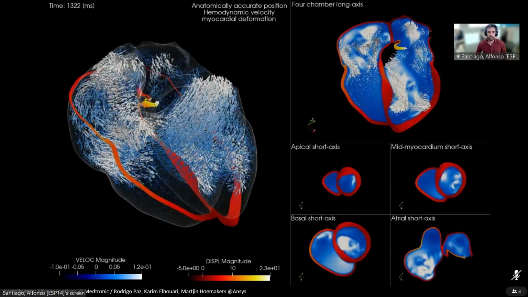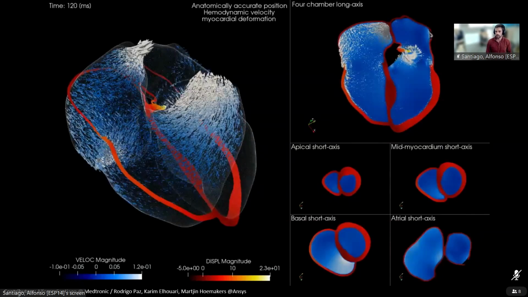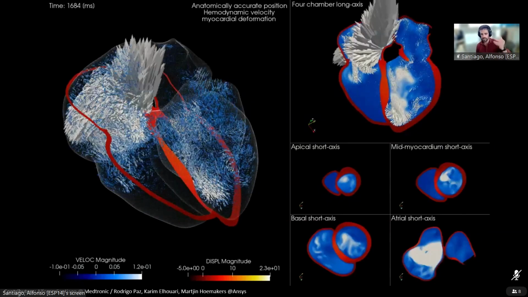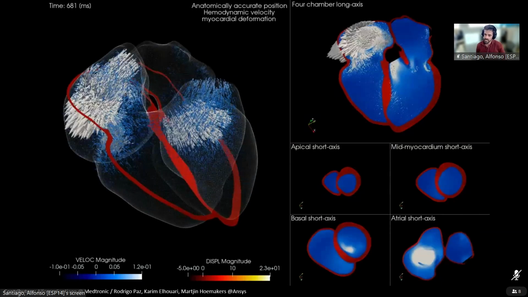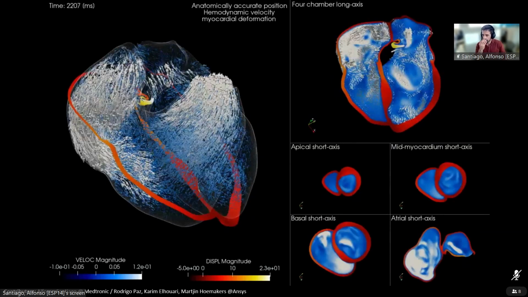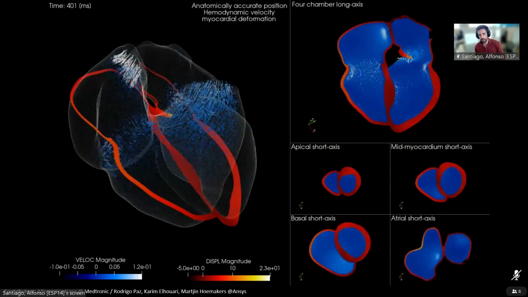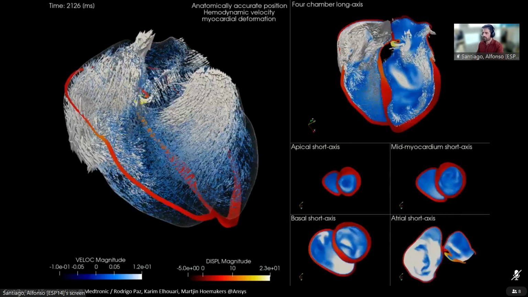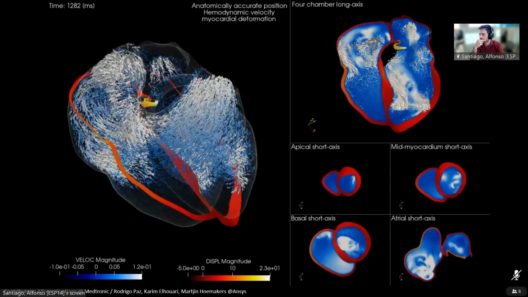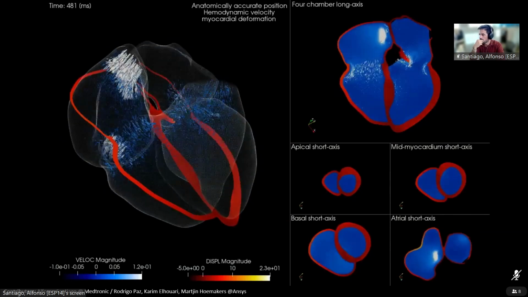Well, here I'm just showing some eye candy. What you can see here is a long axis cut of the myocardium. I'm not showing the electrophysiology here, but you can see how the muscle contracts and how the muscle is pushing the blood out of the chambers. You have different other cuts in the top right corner.